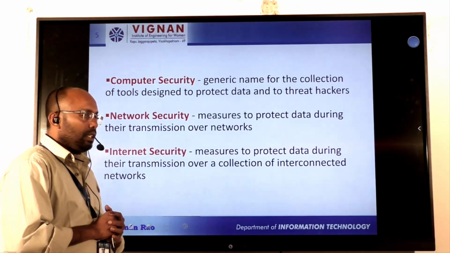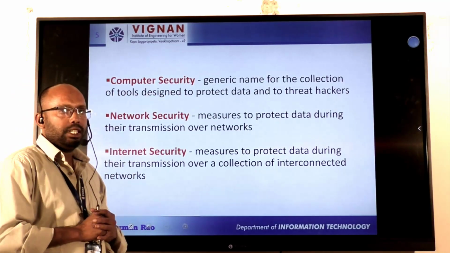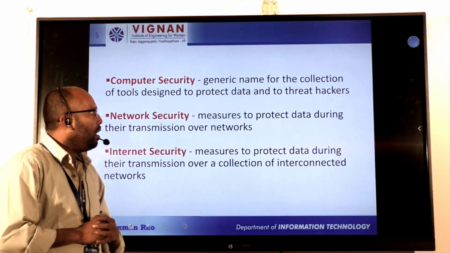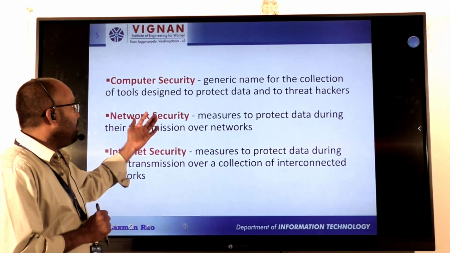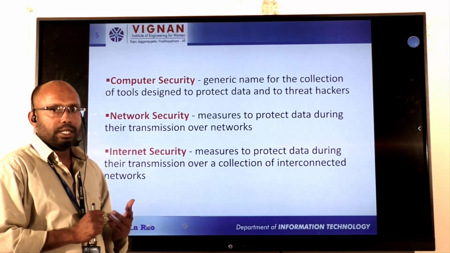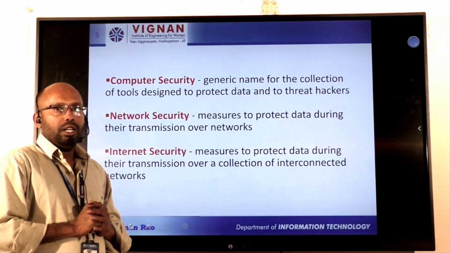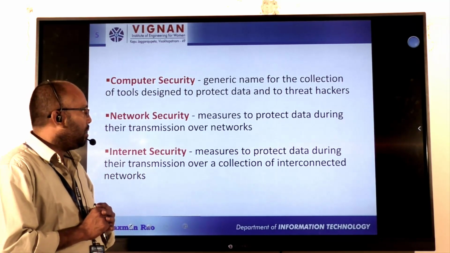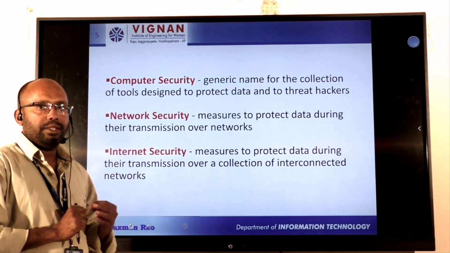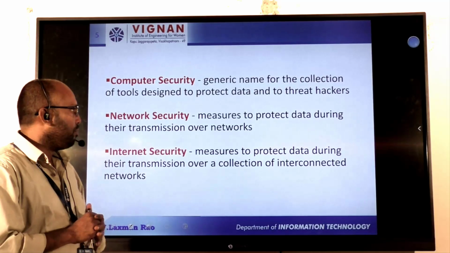We can discuss security in three types. First one is computer security. It is a standalone security. It is a generic name for the collection of tools designed to protect the data and to thwart hackers. Computer security means we are using our system with some antivirus tools. Coming to network security, the major concern is that it protects the data while it is transmitted from sender to receiver over guided or unguided media, different types of media.